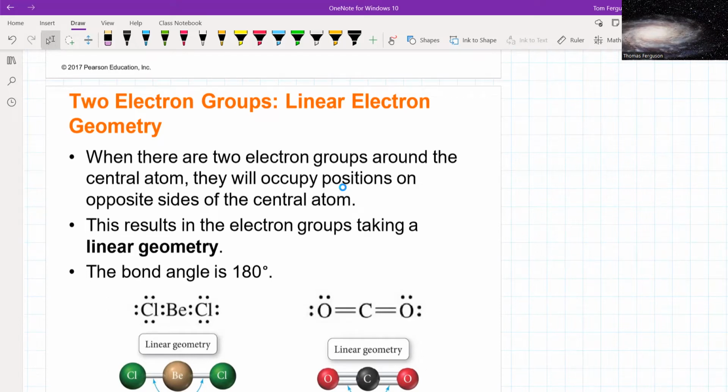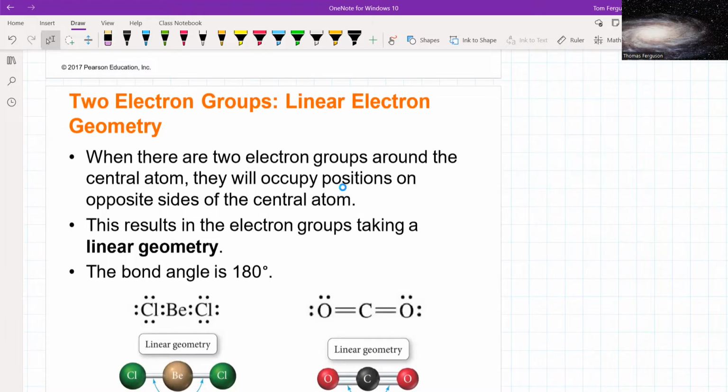Now, an electron group, what constitutes an electron group? Think of an electron group as a group of electrons. Let's look at this carbon here. A group of electrons could be 2, 4, or 6 electrons. In other words, single, double, triple bonds. So carbon here has 2 groups, hence it's linear. Beryllium, 1 group, 1 group. It's 2 groups total, hence it's linear.